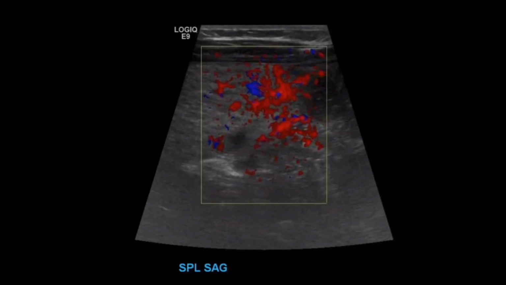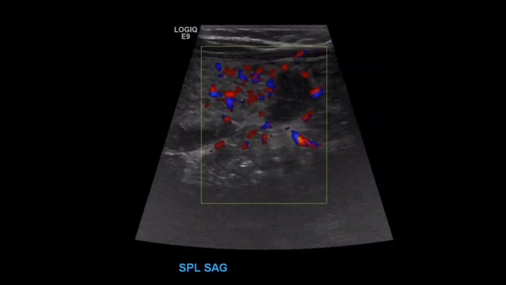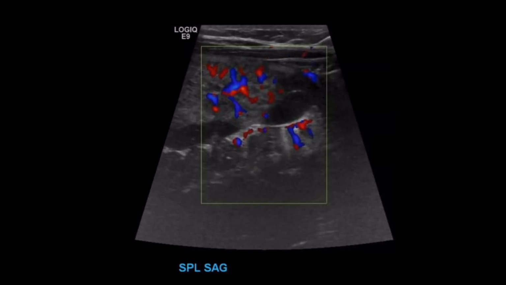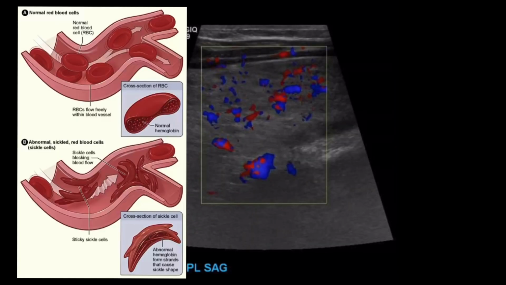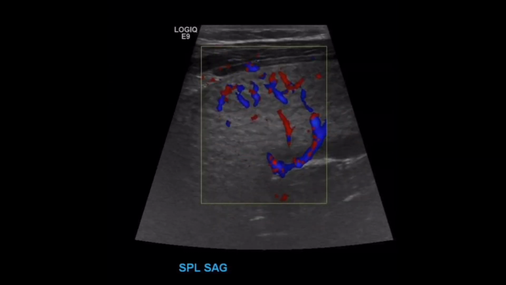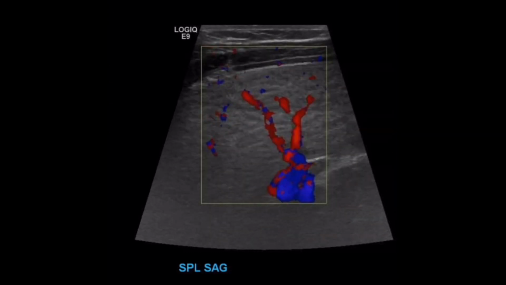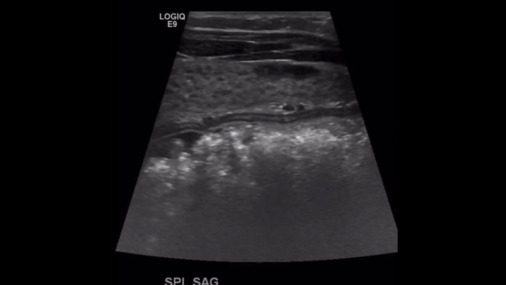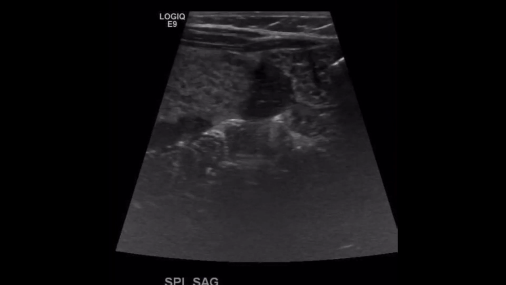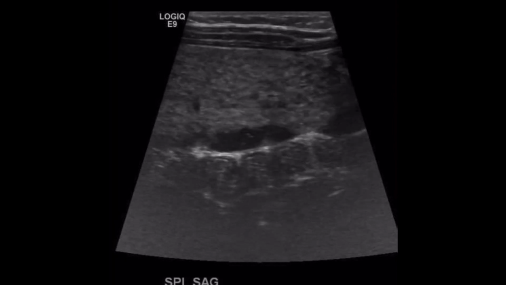Now the way that the red blood cells are shaped with sickle cell, they're shaped like a sickle, causes them to get stuck in capillaries, which can lead to sickle cell crisis and lack of blood flow to organs, leading to ischemia and infarction. And a common organ affected by sickle cell is the spleen. Over time, the spleen, after going through so much ischemia and infarction, will shrink and atrophy. That's called an autosplenectomy.